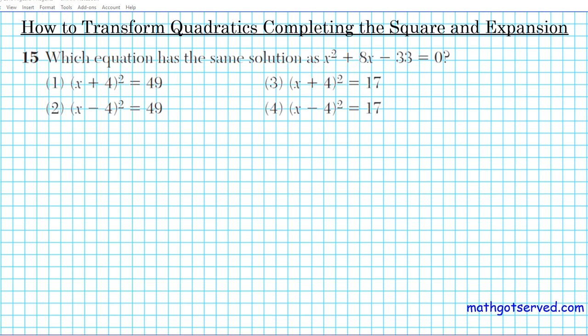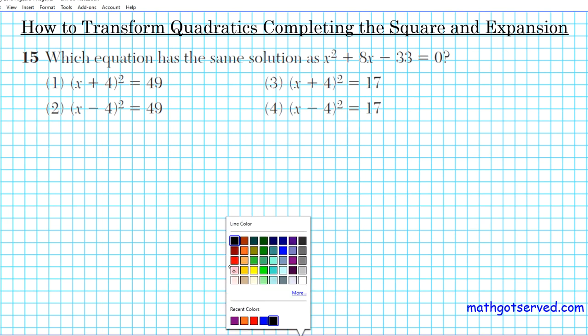Alright, let's take a look at question 15. And question 15 in this problem, you're assessed on how to transform quadratics by completing the square or by expansion. Okay? Alright. The question reads, which equation has the same solutions as x squared plus 8x minus 33 equals 0? So there are two methods we're going to use for this problem. The first method involves going from the expanded form into the factored form. And then the other method will involve going from the factored form into the expanded form. The difference is the first method, we are going to be going from the question to the answer. Alright, so that's method 1.